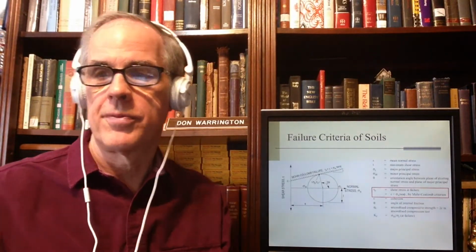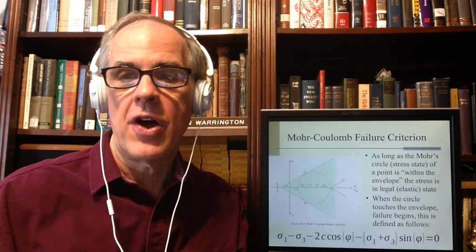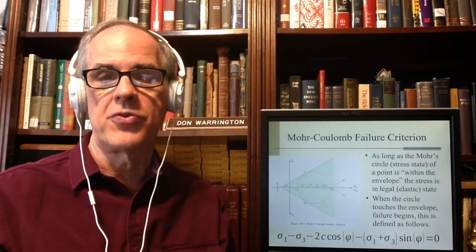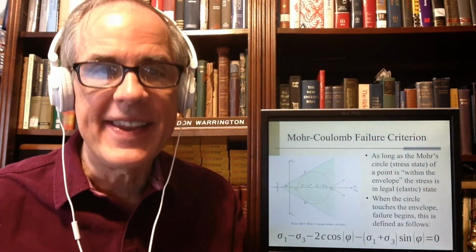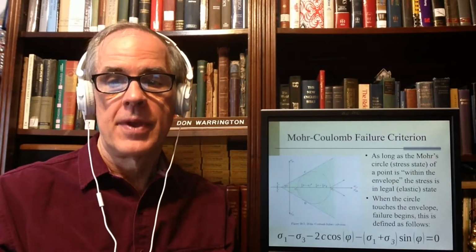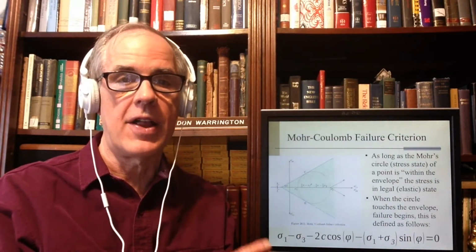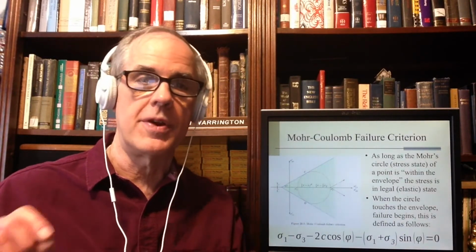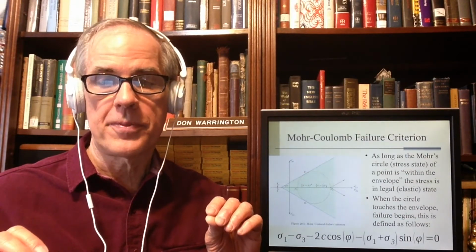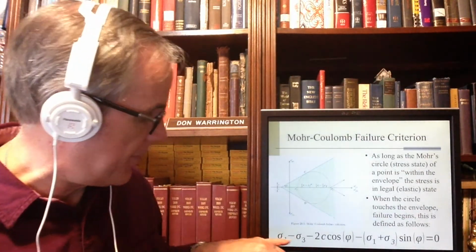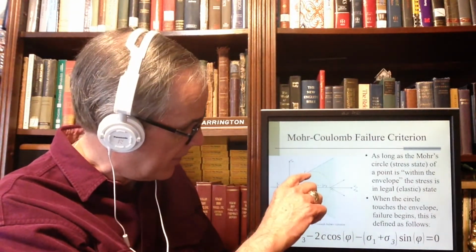You see here it's defined by the Mohr-Coulomb stress. We're going to see how that works. Basically, as long as the Mohr circle stress is within the envelope, and it's better illustrated here, the stress is in a legal elastic state. When the circle touches the envelope, failure begins, and we define that as follows. In other words, we use this equation, which is derived from Mohr-Coulomb failure theory. If this stress state is equal to 0, we've hit failure, and basically that says that this line is right there.